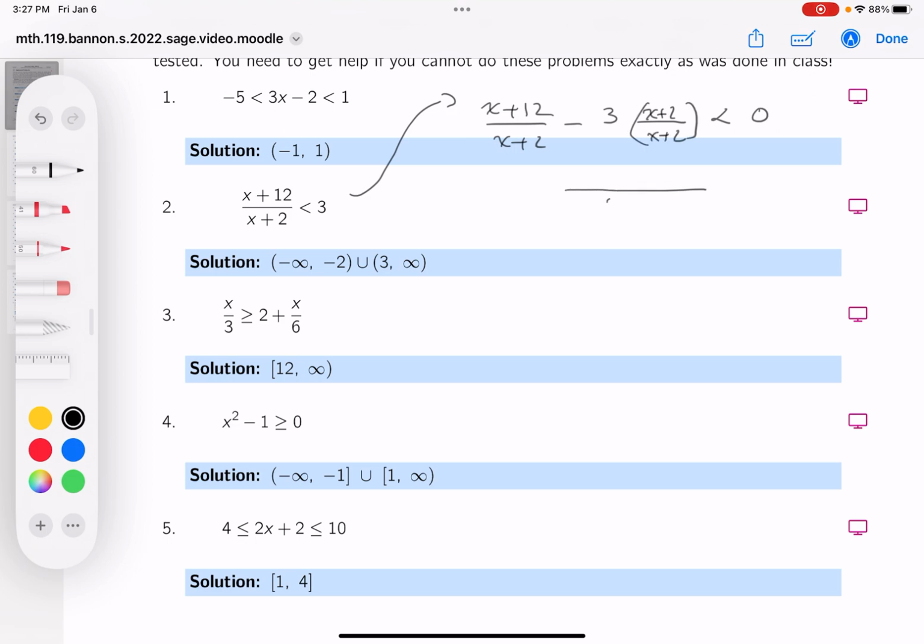What do you get here? x + 2. And let's see what you get on top. You get x minus 3x, which is minus 2x. And you get 12 minus 6, which is 6. All right? What do you do now?